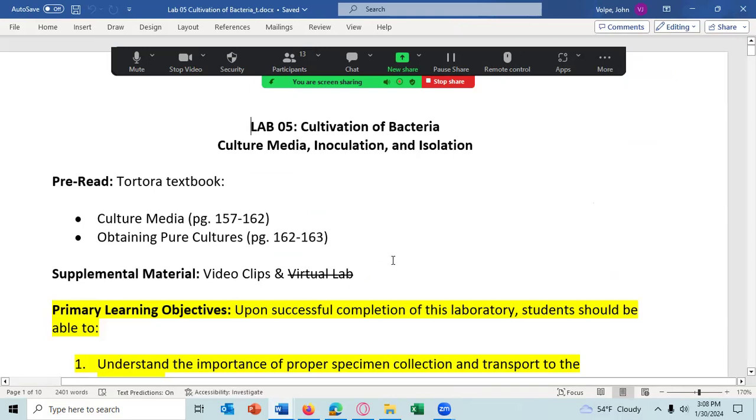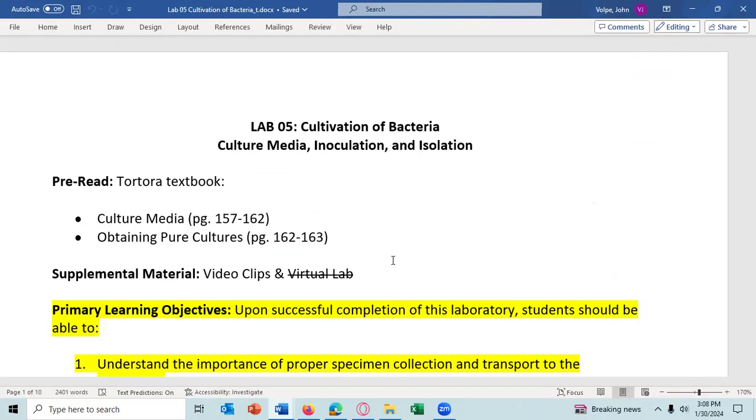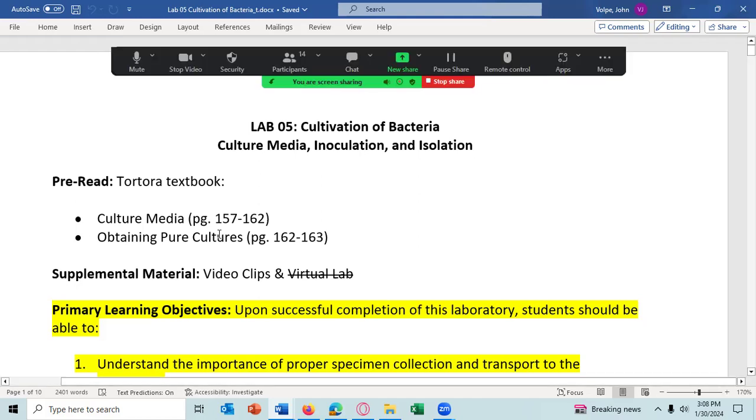Lab 5, cultivation of bacteria, culture media, inoculation, and isolation. There is some reading, as there is for every lab from the textbook. Not too much today. A few pages on reading about culture media, and then really only 1 page, maybe 1.5 pages, on obtaining a pure culture. In today's lab, we will have some video clips for you to watch.